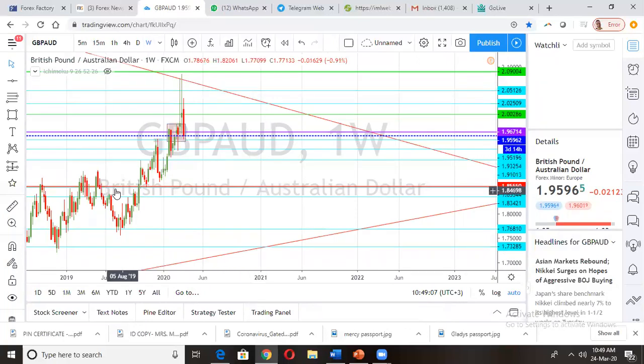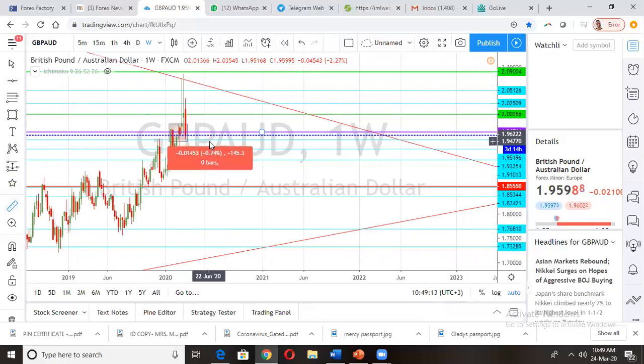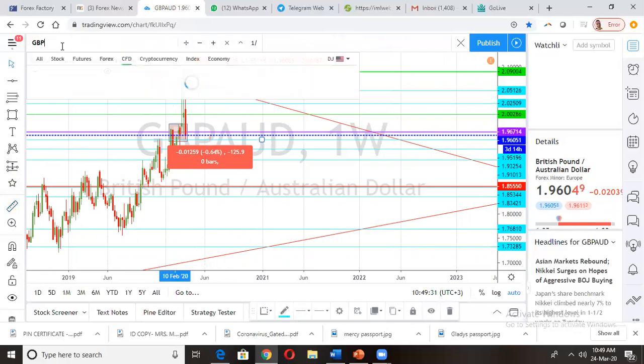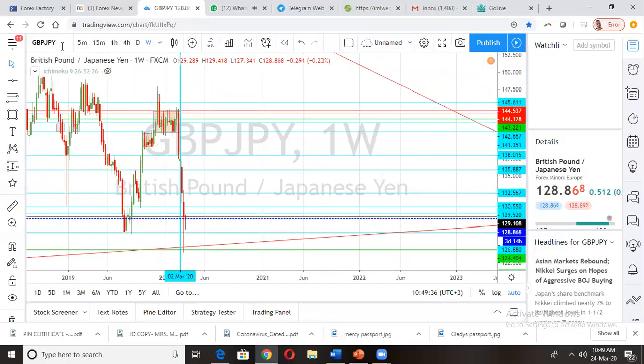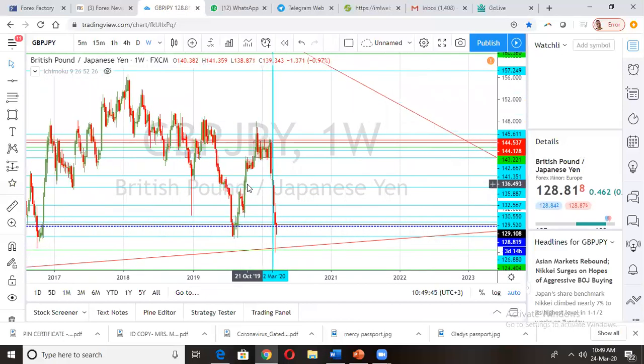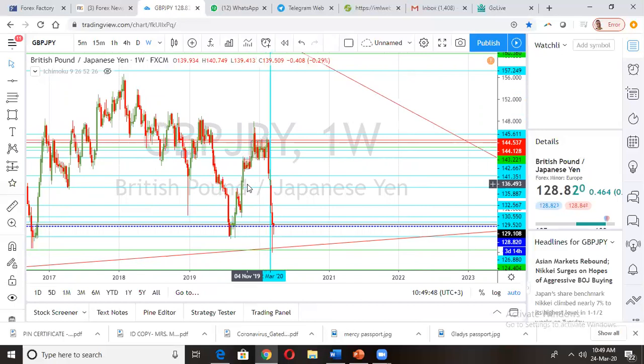Is on a sale. I think it's on a sale. 100 pips. So GBP JPY. GBP JPY. Looking bullish.